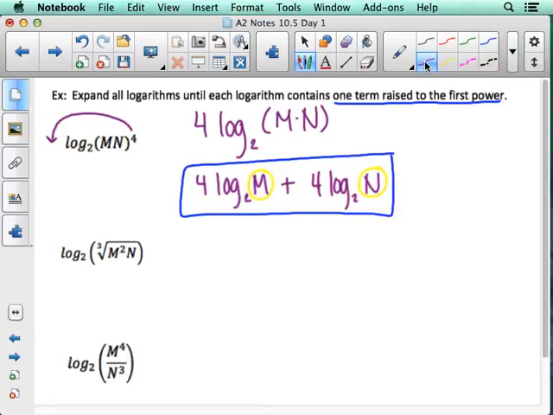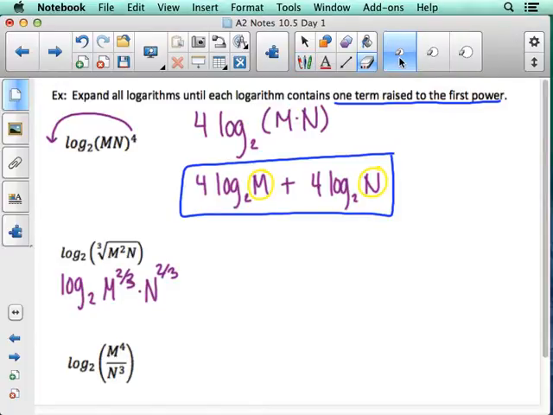All right, here, this is a cube root. So I'm going to start out by simplifying. This is going to be log base 2 of m to the 2/3 times n to the 1/3, I'm sorry. So that's an exponent of 2, root 3. Exponent of 1, root 3. So that's what that becomes.